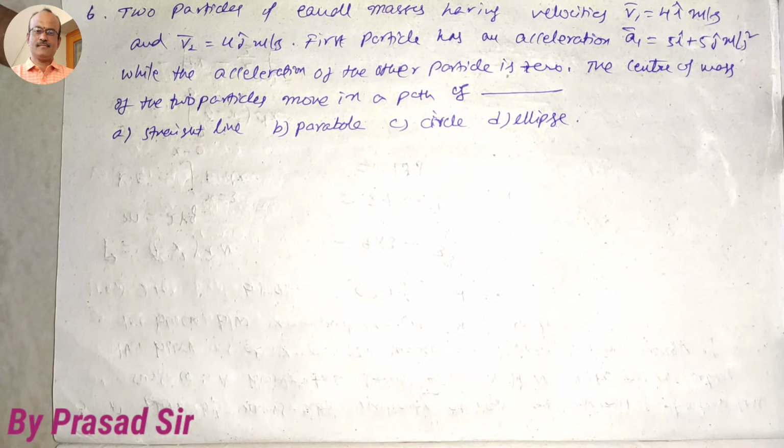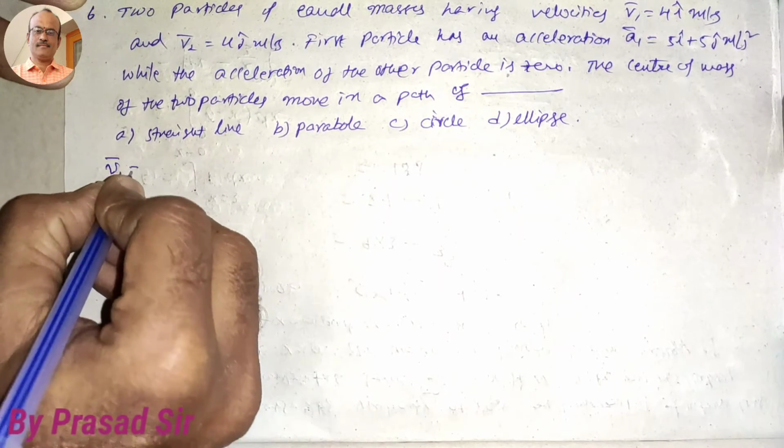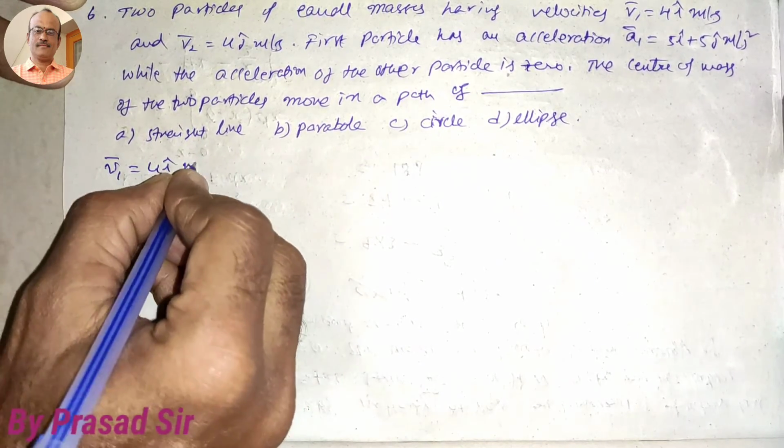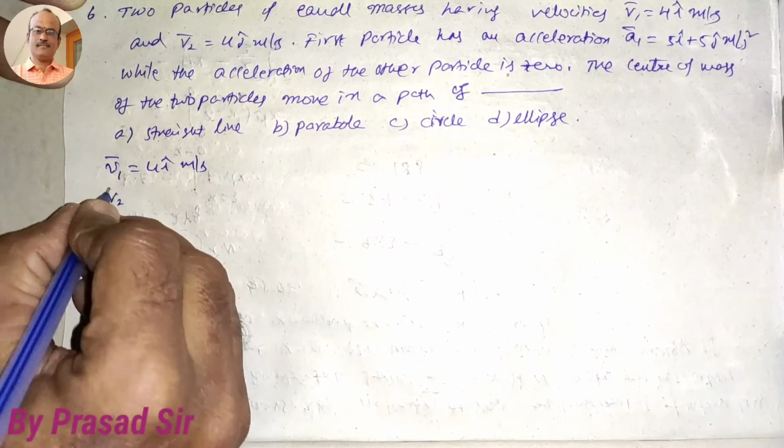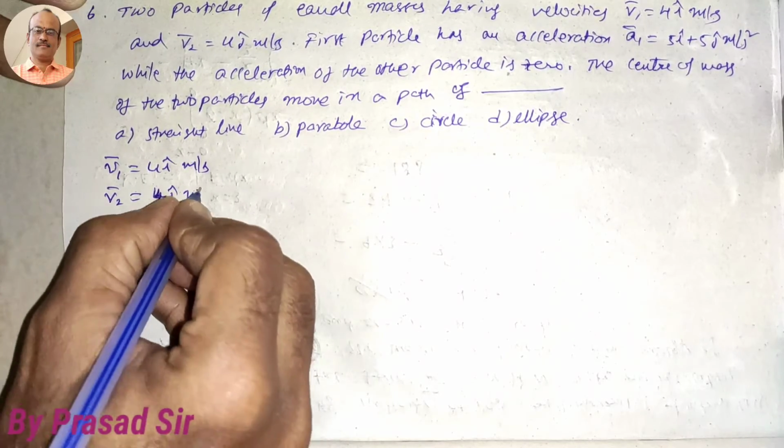Now the question number 6. Two particles of equal masses having velocities v1 equal to 4 i cap meters per second and v2 equal to 4 j cap meters per second. The first particle has acceleration a1 equal to 5 i cap plus 5 j cap meters per second square, while the acceleration of the other particle is 0. The center of mass of the two particles moves in a path of what? So first of all, velocity of particle 1, v1, is equal to 4 i cap meters per second and velocity v2 is equal to 4 j cap meters per second.